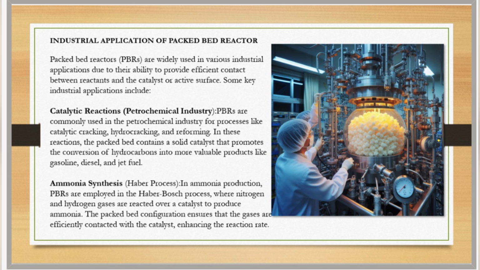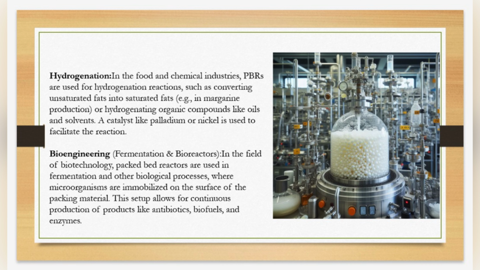Ammonia synthesis. In ammonia production, packed bed reactors are employed in the Haber-Bosch process, where nitrogen and hydrogen gases are reacted over a catalyst to produce ammonia. The packed bed configuration ensures that the gases are efficiently contacted with the catalyst, enhancing the reaction rate. Hydrogenation. In the food and chemical industries, packed bed reactors are used for hydrogenation reactions, such as converting unsaturated fats into saturated fats, or hydrogenating organic compounds like oils and solvents. A catalyst like palladium or nickel is used to facilitate the reaction.